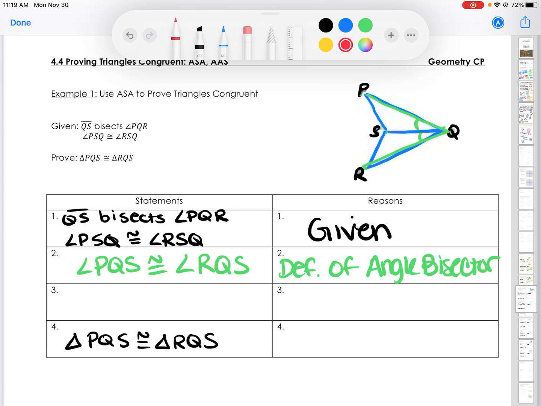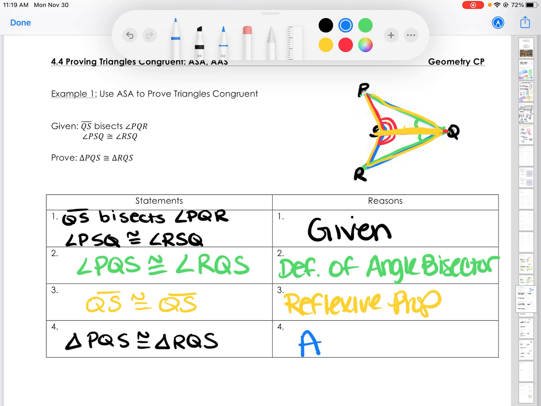All right, we're told that PSQ, this angle, is congruent to RSQ, this angle. Okay. And we want to prove that the top triangle and the bottom triangle are congruent. So really we have these two triangles that we're trying to prove are congruent. All right, well, the last thing we really need is the side in between them, right? We have the red angles and the green angles. It'd be really great if we could say that SQ or QS, however you want to say it, is congruent to itself. Well, something congruent to itself, that's the reflexive property. So now I have an angle, a side, an angle. That's going to give us angle, side, angle.